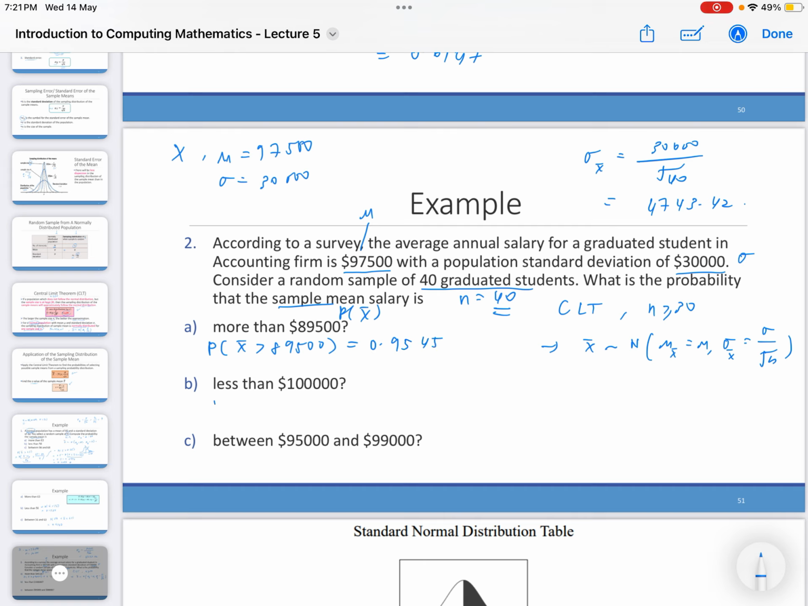0.9545. And for B, we want to find the probability of the sample mean x bar less than 100,000. The final answer is 0.7019. And for the last one, we want to find the probability of the sample mean x bar between 95,000 and 99,000. The final answer here is 0.3274. So try this by yourself.